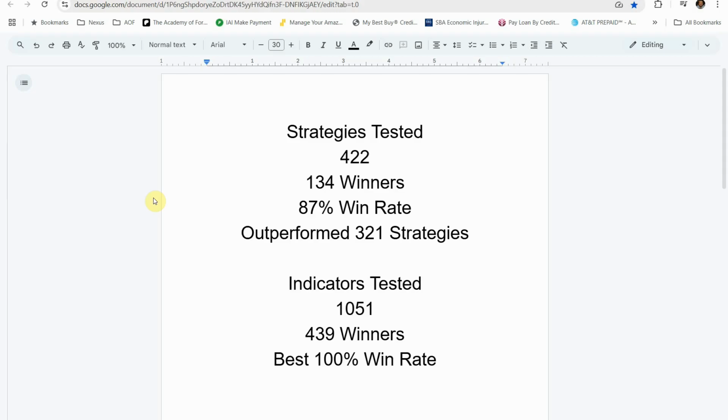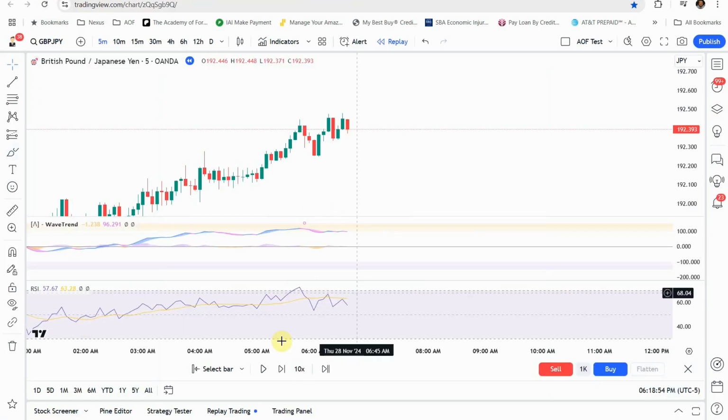Alright, as I said, today we will be testing a Forex scalping strategy. Before we do though, I wanted to put the testing scoreboard up for everyone to see. So to date, we have tested a total of 422 different strategies with 134 of them being winners. The best one so far was able to achieve an 87% win rate. That was achieved using the Academy of Forex indicator. And so far since we've been keeping track, it has outperformed 321 of the other strategies that we have put it up against, every single one so far. We've also tested a total of 1,051 indicators with 439 of them being winners.